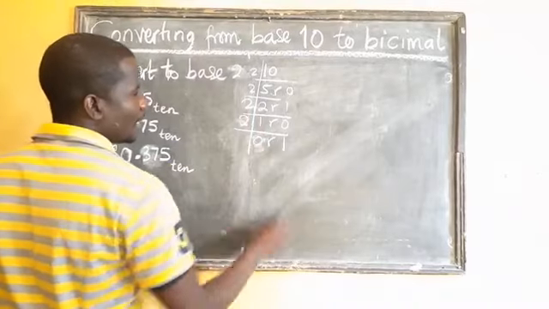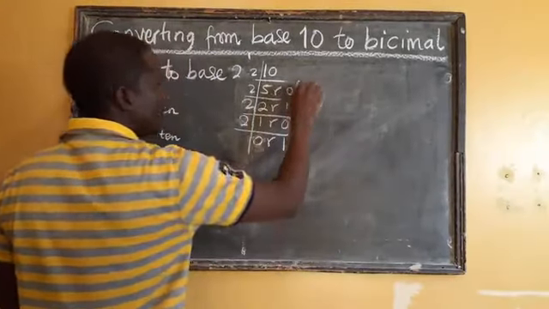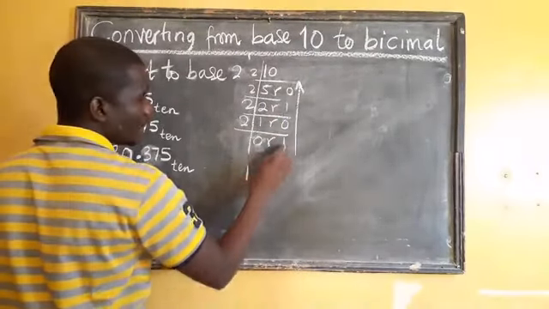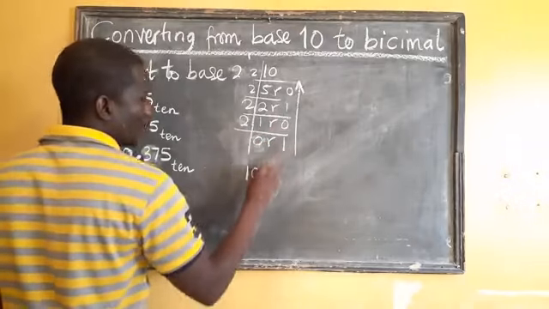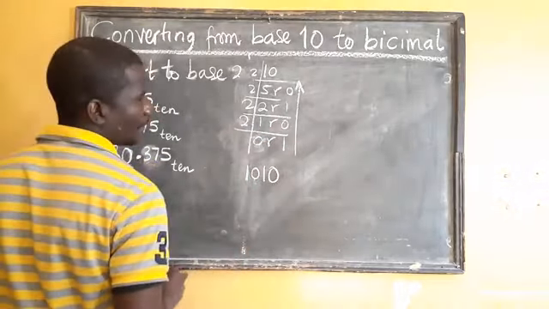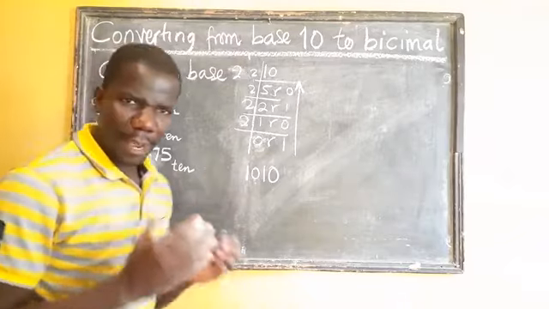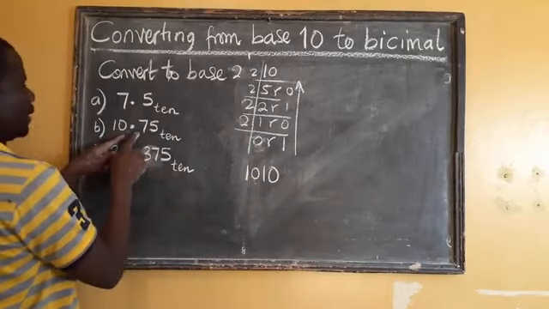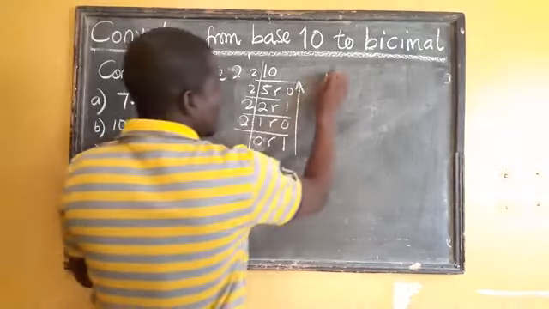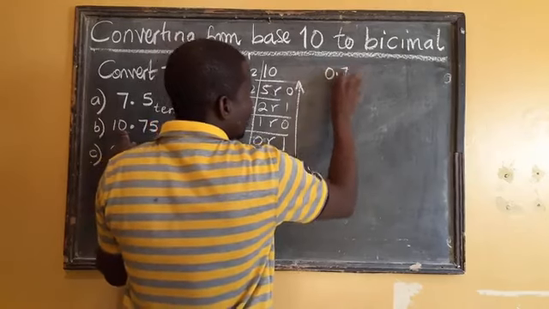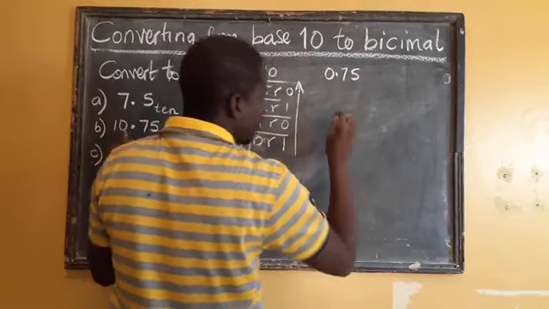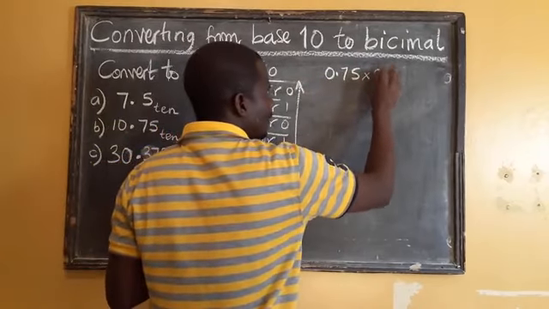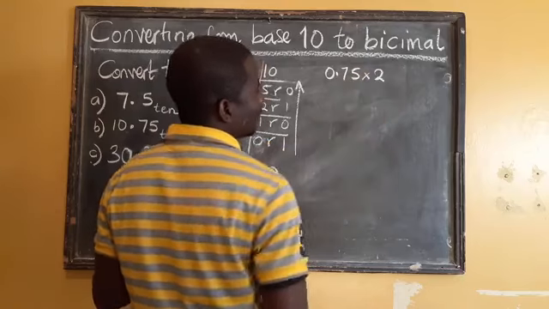Then how do we do it? We get the answers going upward. So it will be 1, 0, 1, 0. That is only for the part of the whole number. So we need to get now the decimal number part, which is going to be 0.75. And what did I say? The decimal part, you need to multiply it.